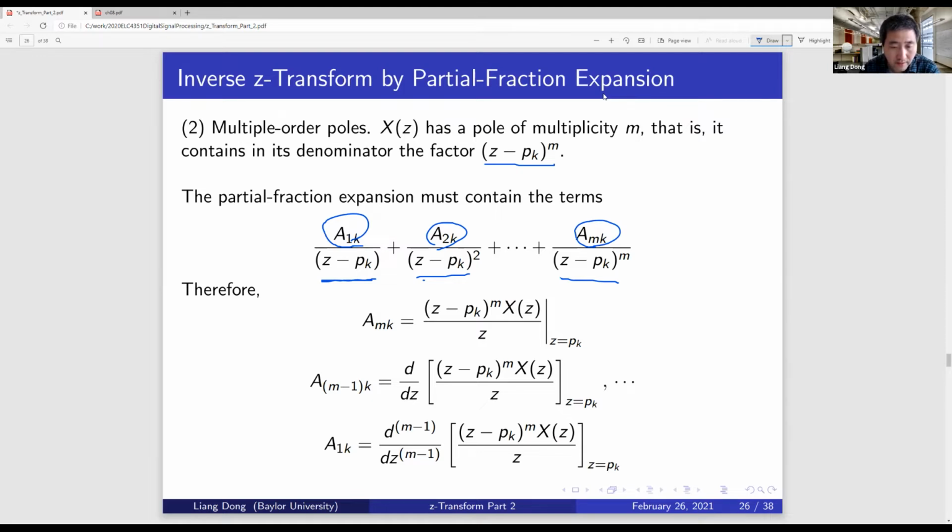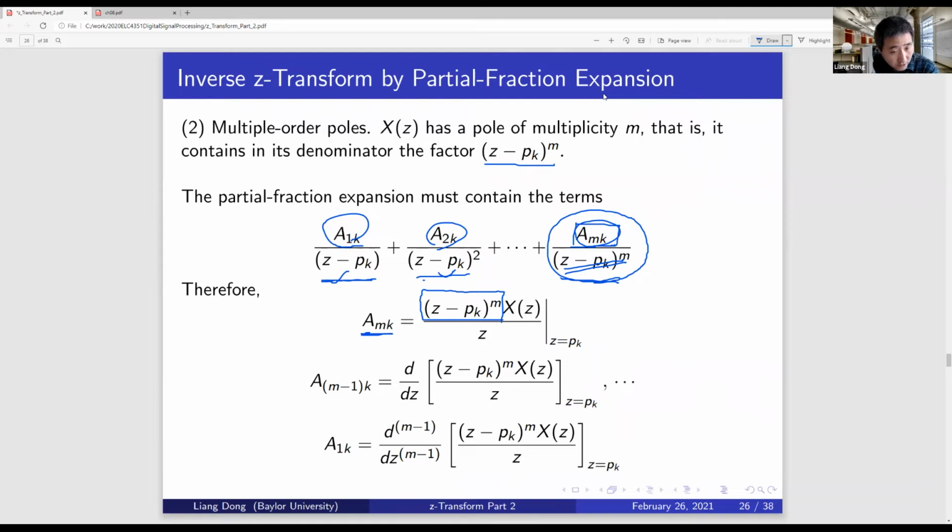If we multiply by a factor, let's look at it. If we multiply by the factor z subtract p sub k to the power m, and evaluate on the pole z equals p sub k, we leave something here, but this term will cancel out this part, and only a sub mk is left. So we can immediately find the coefficient here, a sub mk.